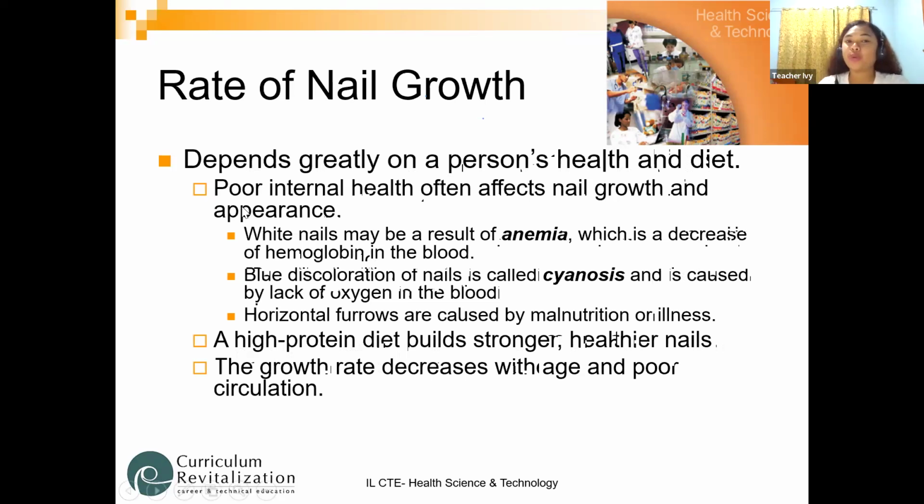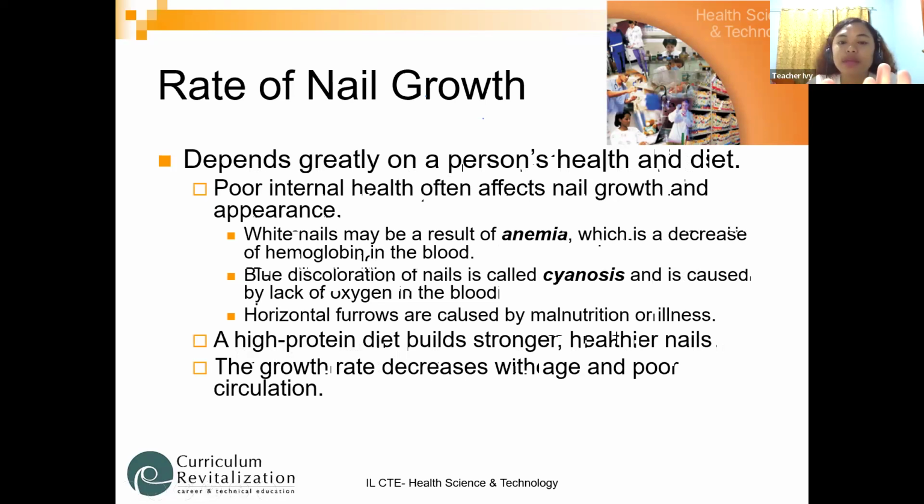Okay? Now here we have poor internal health often affects nail growth and appearance. What does internal health mean? Well, when we say internal health, it refers to your immune system, how your body and immune system work. It depends on the food that you eat and the things that you do. We have it here: white nails may be a result of anemia, which is a decrease of hemoglobin in the blood.